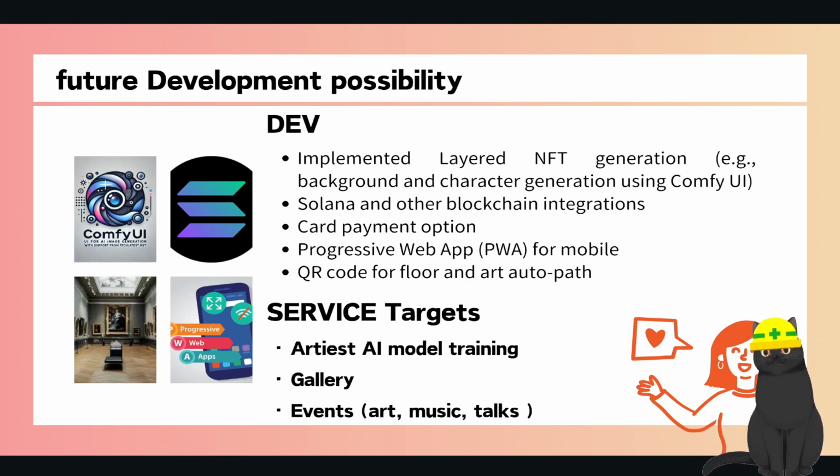And you can do this for something like an art gallery by adding QR codes for each floor to add an auto path, so people can walk around, scan the QR code, go straight to the page information, and generate their own AI art.